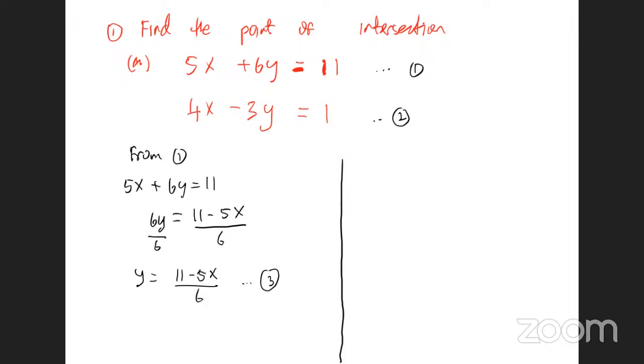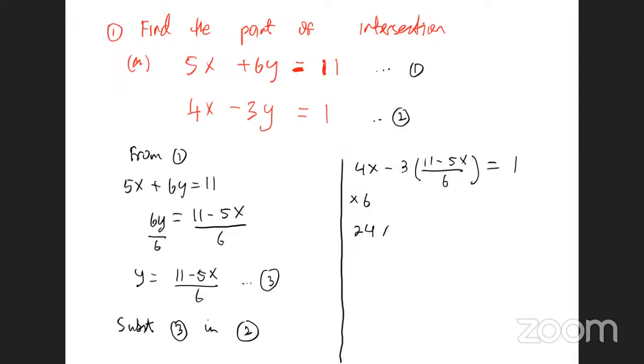Next step, I am going to substitute equation 3 in the next equation, not the one I used initially. I go into the second equation now. Substitute 3 in 2. And I'll end up with 4x minus 3 by 11 minus 5x on 6 is equal to 1. You okay with that? So I'll make y the subject and substitute. That's it. Now, all we have to do is just get rid of the fraction. The denominator is 6, so let's multiply everything by 6.